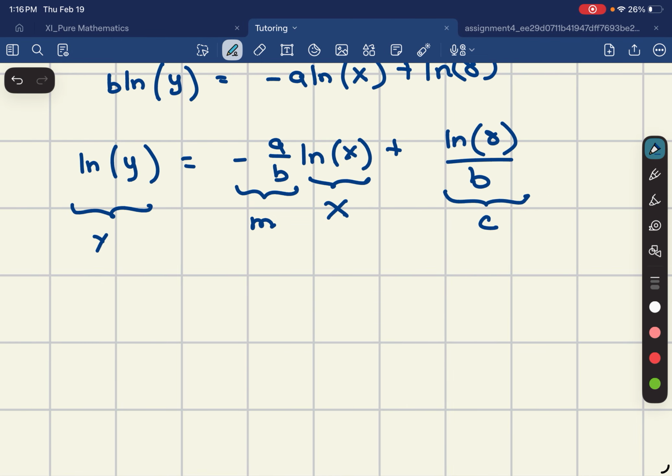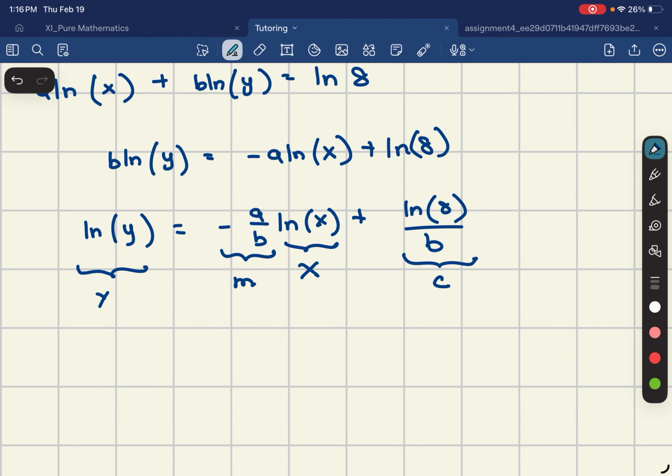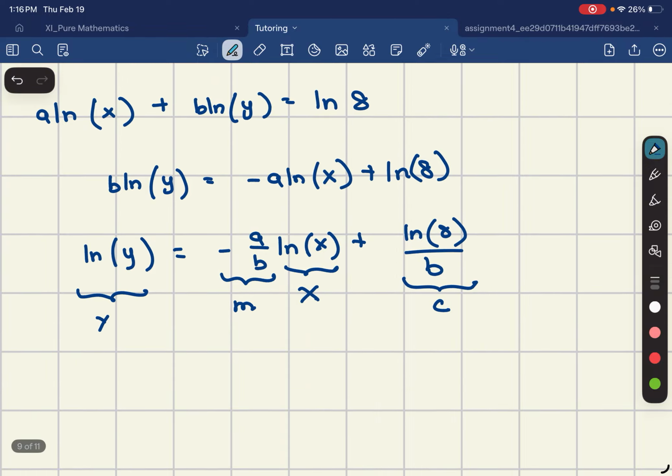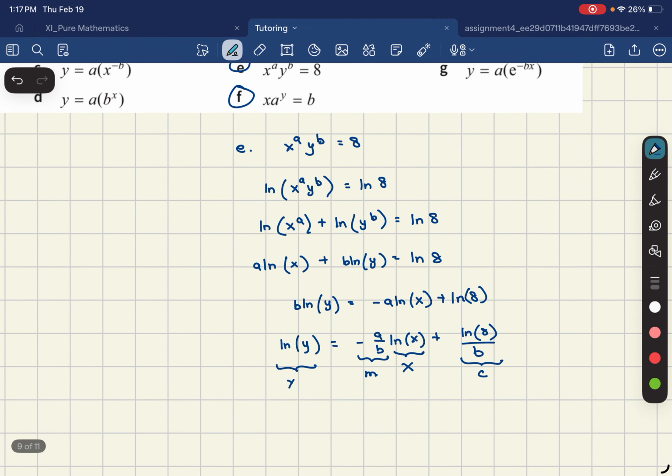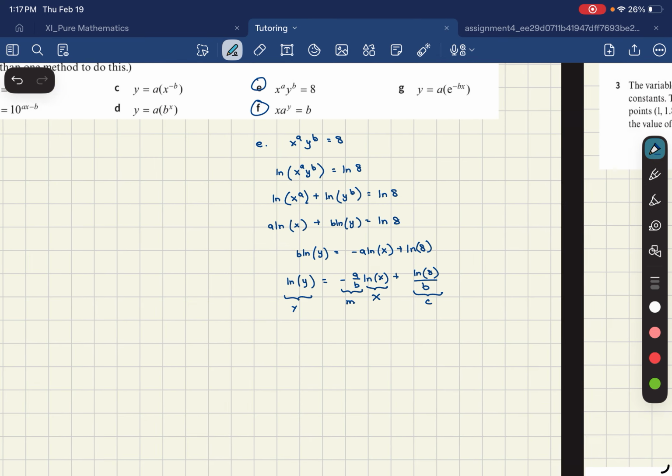So this was question E. So this is, I think, exactly how they have done it in the textbook. So ln y is Y. Minus a over b is going to be your m. And c is going to be your ln 8 by b. And x is going to be your ln x. So yes. So this is the desired linear relationship.